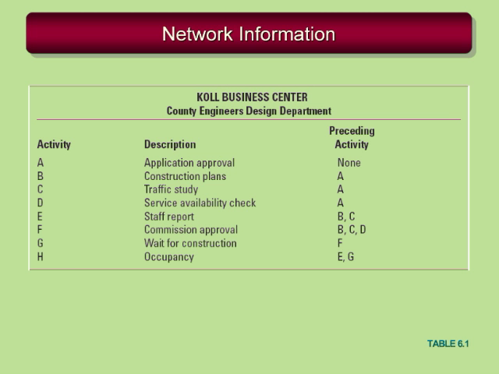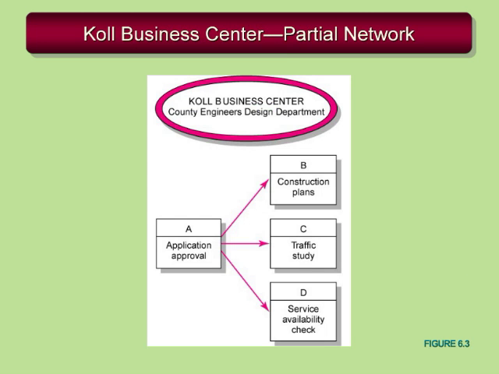For this project, we have to have an application approval happen before we can do the construction plan, traffic study, or the service check. The staff report can be written after the construction plan and the traffic study are done. And the commission approval can occur once activities B, C, and D are done. So let's take a look at what that looks like on the next screen. Initially, we start out with our application approval. Once that's completed, we can now go into a burst activity of doing the construction plans, the traffic study, and the service check availability.